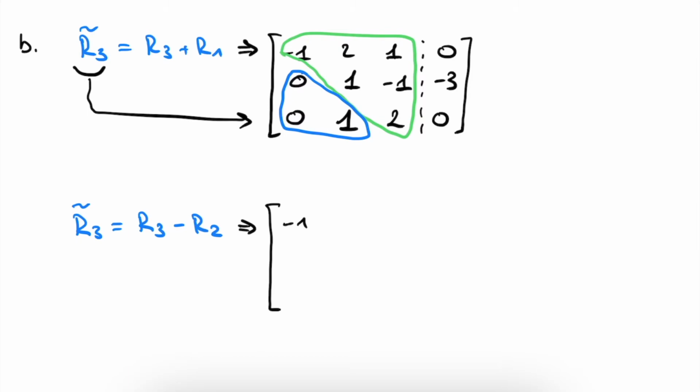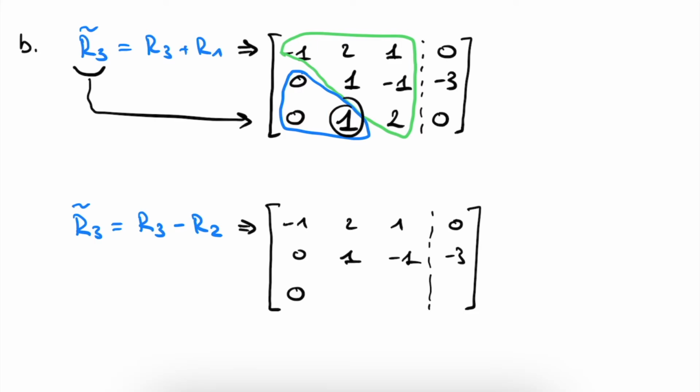Again, the first and the second row can be simply copied, because we don't do any transformations on these two rows. However, the third row will be different. And let's see how different. So for this element here we have the old third row minus the old second row, which is 0 minus 0, which is of course 0. Then for the second element, we have 1 minus 1, which is also 0.